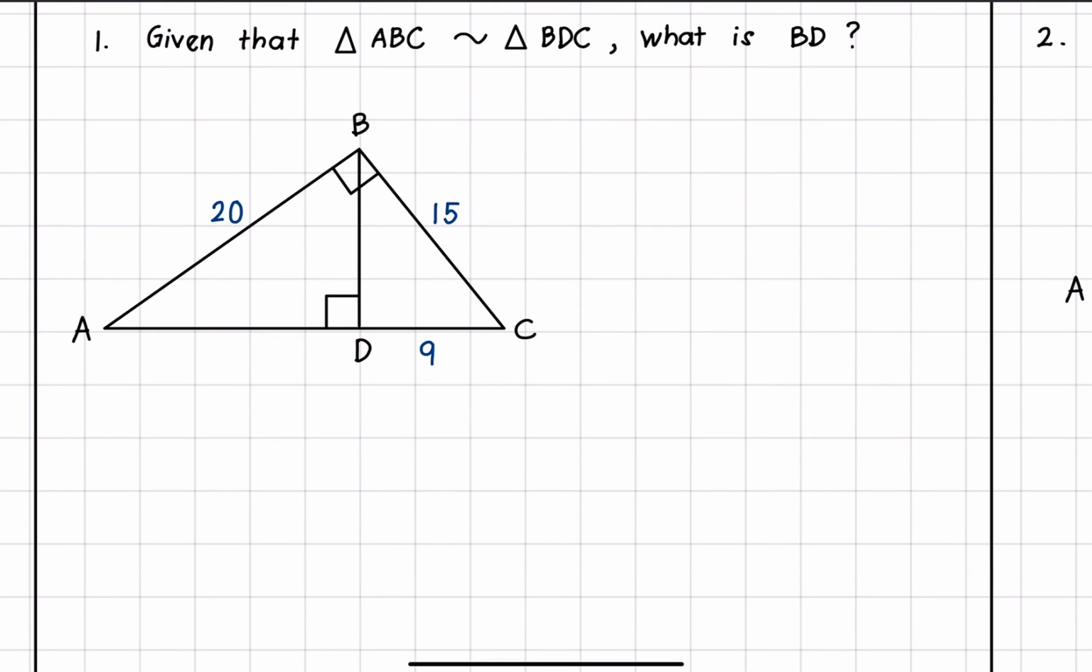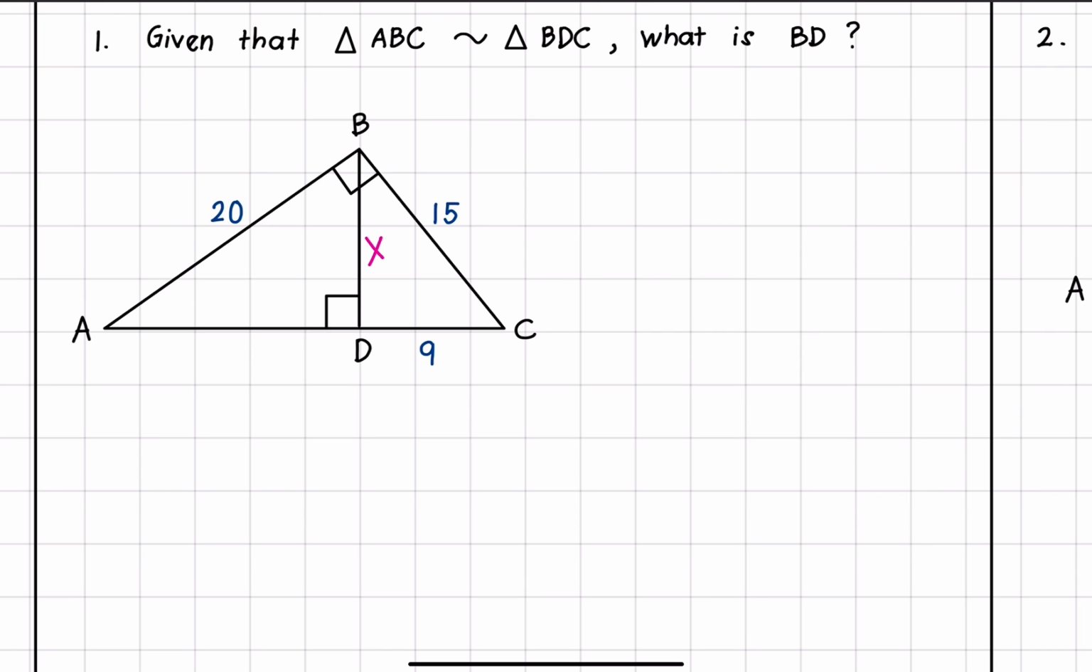Hi guys, our topic for today is about similarity in right triangles. Let's start. In number 1, given that triangle ABC is similar to triangle DBC, what is the measure of BD? So we're looking for BD. I can write BD as X since we're solving for BD.